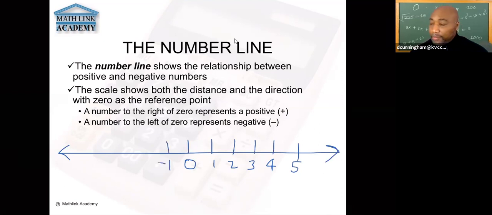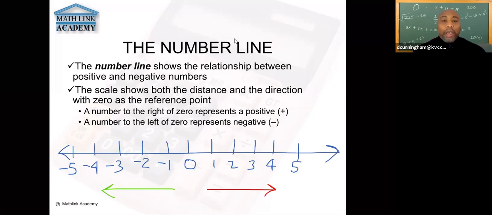-1 will be on the left side, -2, -3, -4, and -5. So again, if we're going in the positive direction, it's going to go to the right, and negative is going to be to the left. What I normally like to do is start at 0 and then go whatever direction. If we start with the negative number, then we go in the green way or in that left direction. And if we have a positive number, we go red. Let's continue with this.